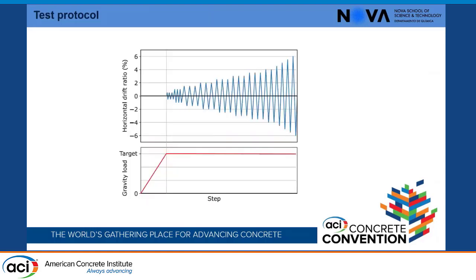So this was our test protocol. We first applied the gravity loads until a target value that was kept constant until the end of the test. And with the gravity load applied, we applied horizontal displacement until a maximum of 6% drift.